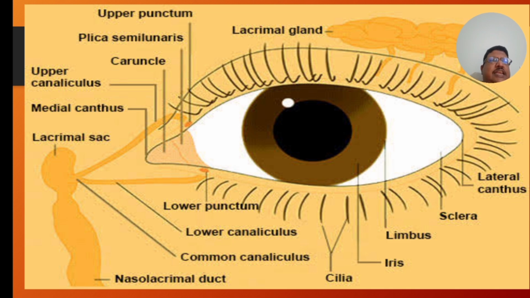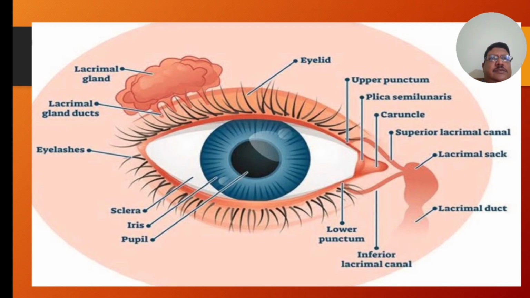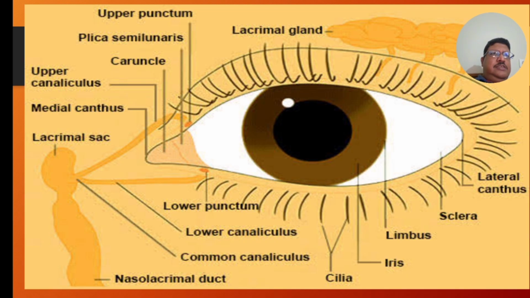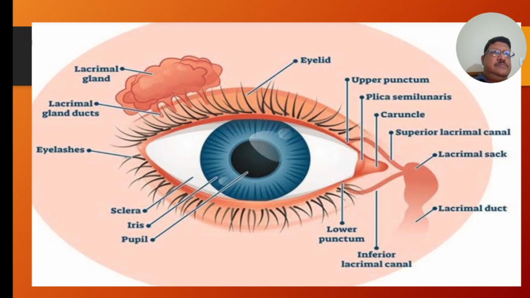nasolacrimal duct. This is another structure, the lacrimal gland, and this is another one, the lacrimal sac. The lacrimal duct structures are there.